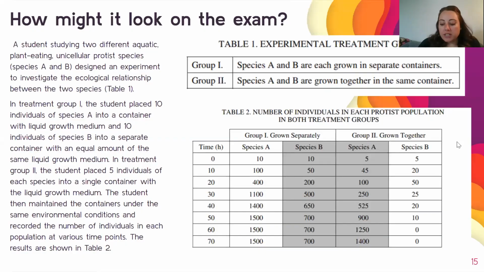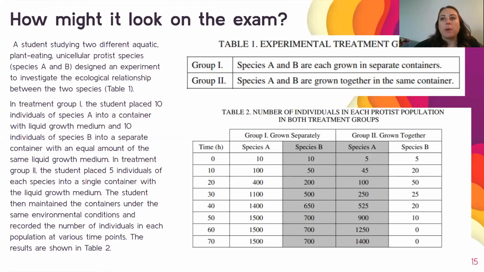Okay, so here's an example of how it's going to look on the exam. So I'm going to give you a minute to just go ahead and pause, read over this, but I'll give you a brief synopsis. Basically, a student is growing two species, species A and species B. In group 1, they're grown individually, so they're grown in separate containers. In group 2, they're grown together.